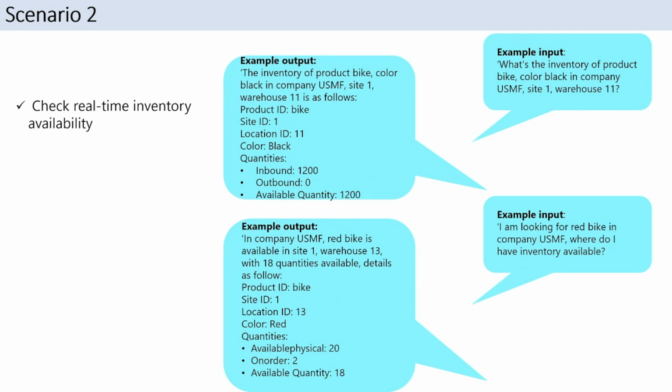hey, tell me what's the inventory of product bike in the color black in company USMF. And if you can define the site and the warehouse, even better. So Copilot will respond with the output of the certain product bike with color black on the company legal entity USMF and site 1, like warehouse 111. So it brings out the inbound stock information and physical available information. If you have more physical measures of this product configured in inventory availability, Copilot will also get the information and list it out as the output.